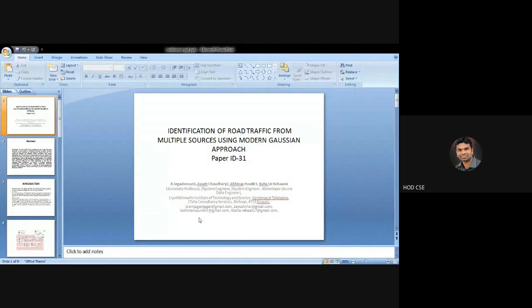This is Dr. Raj Jagadishan and my co-authors, Ayushu Chaudhary, Vinav Kundi, Mahabhahur Reha. They are all corporate people: system engineers, developers, and data engineers. I am an associate professor in the Computer Science and Engineering Department, Jyotishmani Institute of Technology and Science. I'm going to present a paper, Identification of Road Traffic from Multiple Sources Using Modern Gaussian Approach.